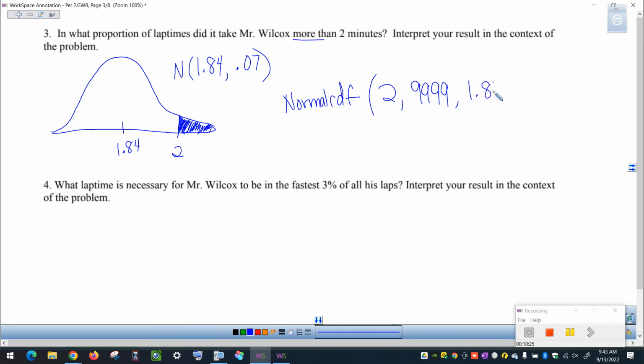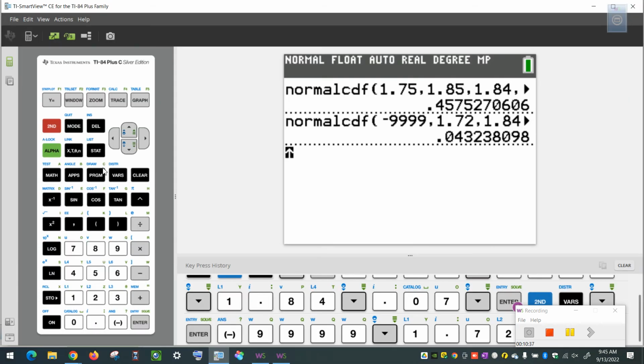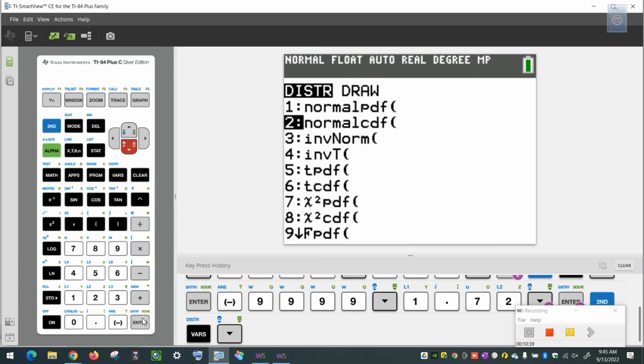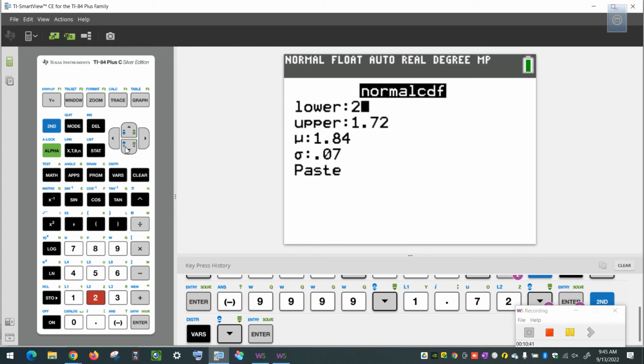We've got the same mean, the same standard deviation. Okay, so we're going to go ahead and type that in. I'm going to go to second VARS, normal CDF. Now my lower bound is 2, the upper bound, 9,999.